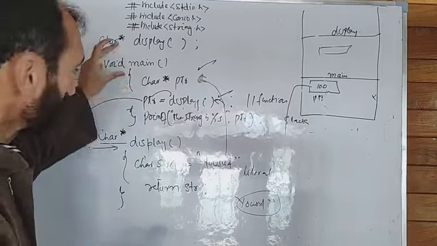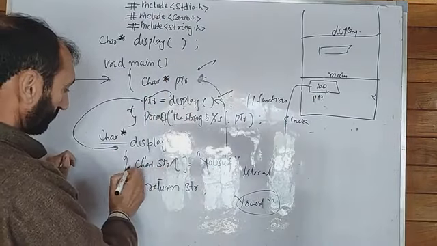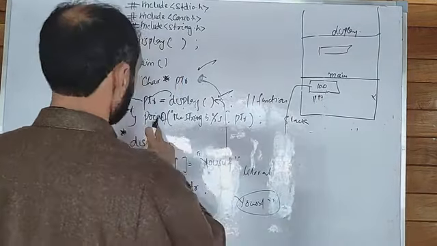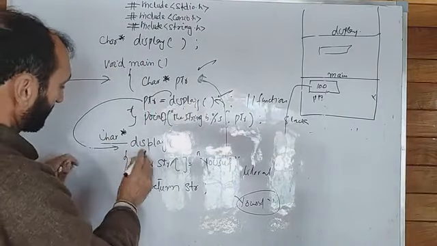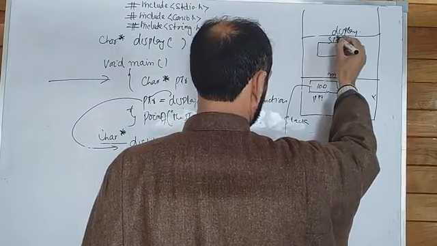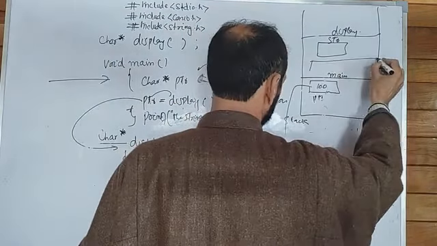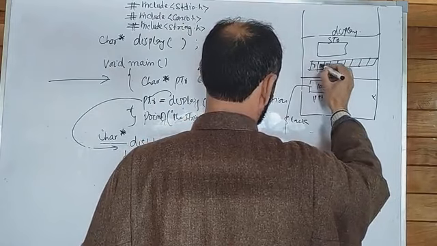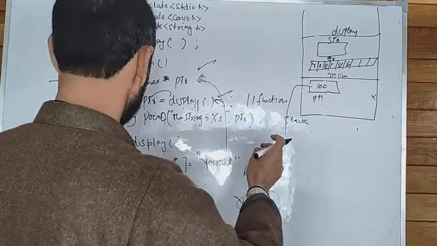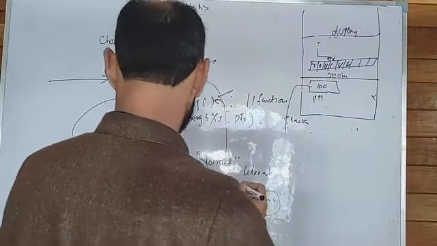First, the control will go to the main function. First we declare a pointer ptr in main. Then we call the display function, which returns the string. For example, static char str holding the string Yousuf, and then return str from display.